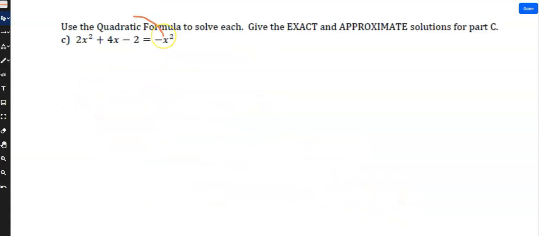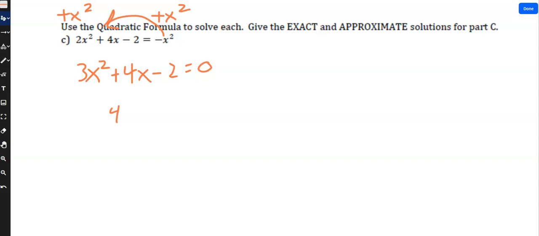Okay, remember it has to be set equal to 0, so we're going to move that term to the other side. That'd be adding an x squared, right? So if I'm adding an x squared to both sides, I now have 3x squared plus 4x minus 2 equals 0. Okay, so b squared.